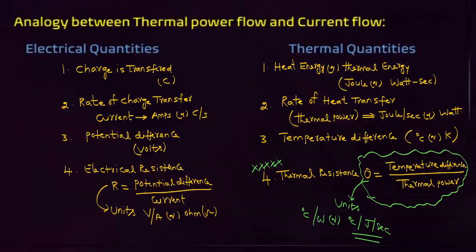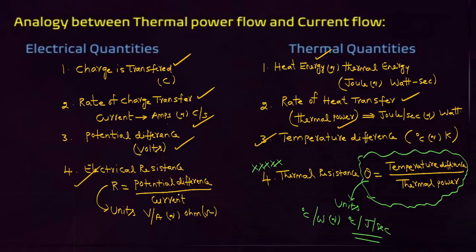Hence, there are similarities between the thermal system and the electrical system. What are the similarities, friends? In an electrical circuit, charge is equivalent to heat energy in the thermal system. The rate of charge transfer, that is current, is equivalent to the rate of heat transfer, that is thermal power. Current is equivalent to thermal power. The units of current are coulomb per second; here it is joule per second, amperes or watt. The potential difference in electrical quantities is equivalent to temperature difference in the thermal system.